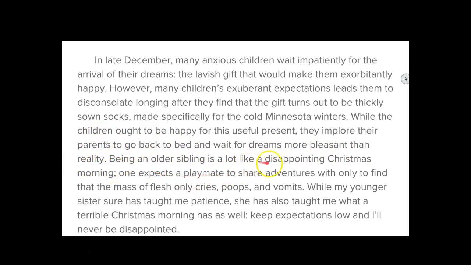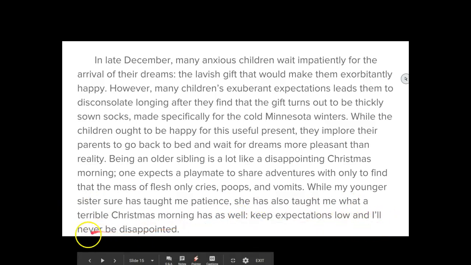Being an older sibling is a lot like a disappointing Christmas morning. One expects a playmate to share adventures with, only to find that the massive flesh only cries, poops, and vomits. While my younger sister sure has taught me patience, she has also taught me what a terrible Christmas morning has as well. Keep expectations low, and I'll never be disappointed.